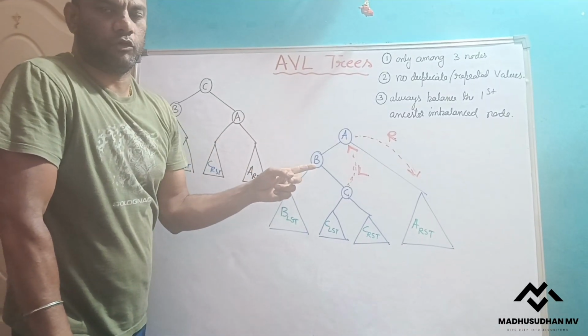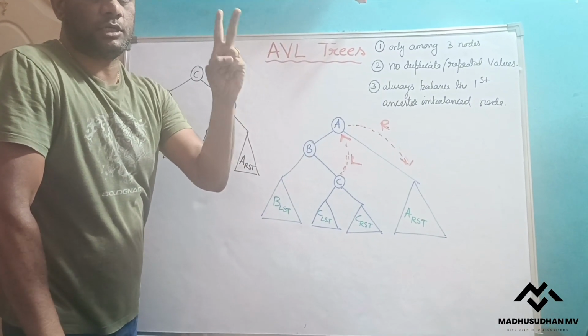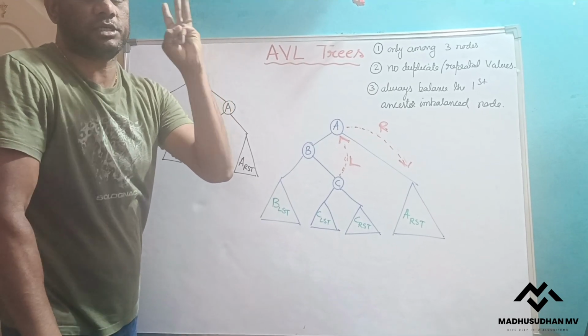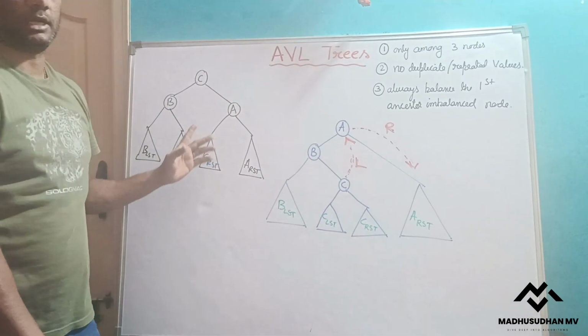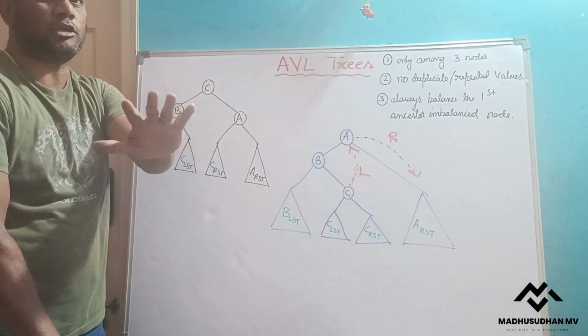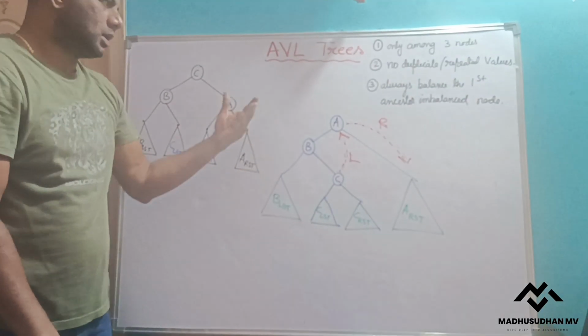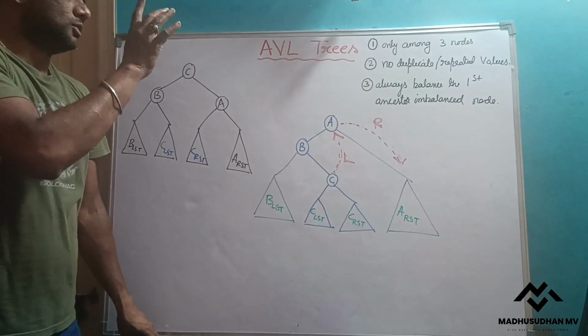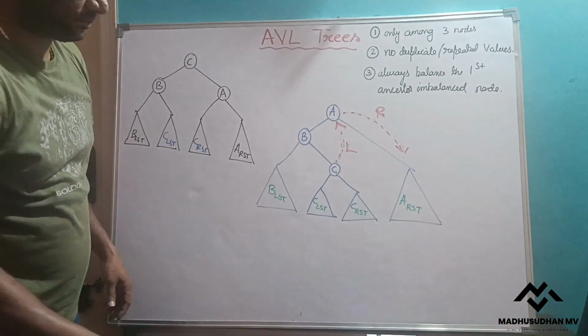The four cases are 2 single rotations and 2 double rotations, that is left rotation, right rotation, left-right rotation, right-left rotation, and this is a special case. If you understood even 50%, that is fine. Now I'll take 2 examples. I'll take the first example, so now go to that example.